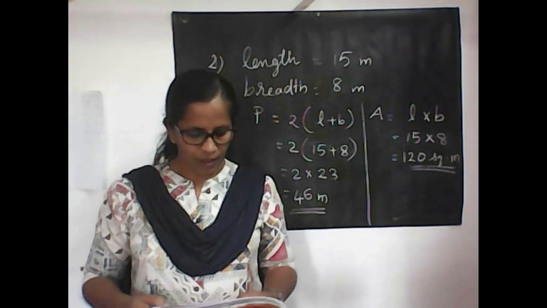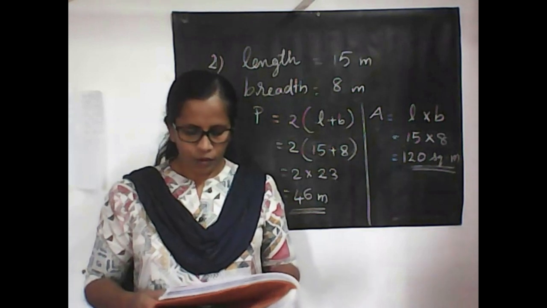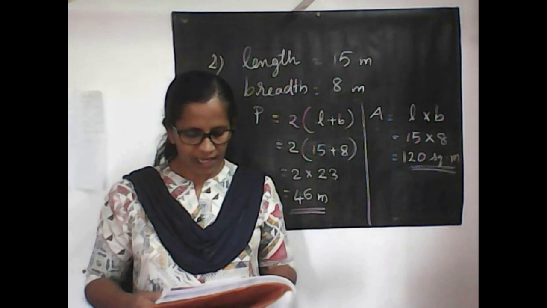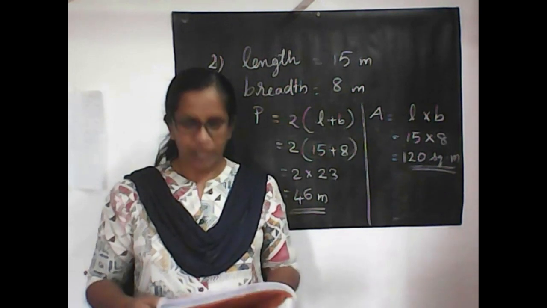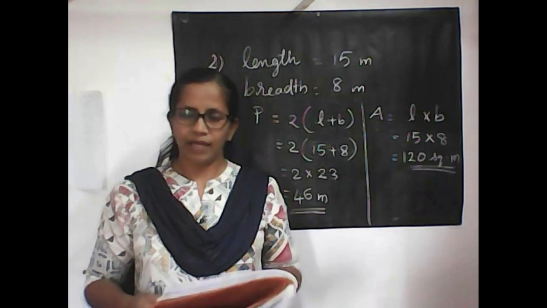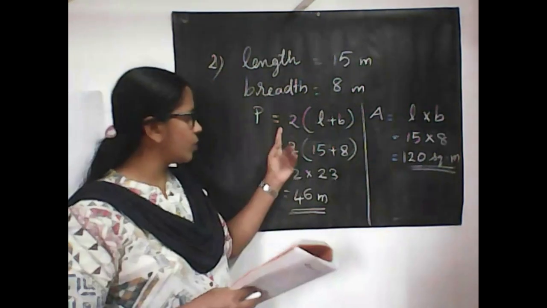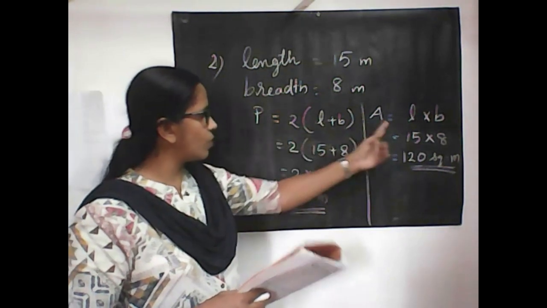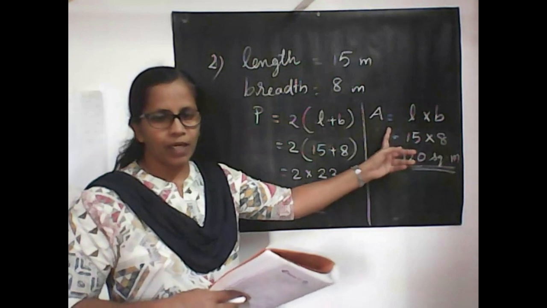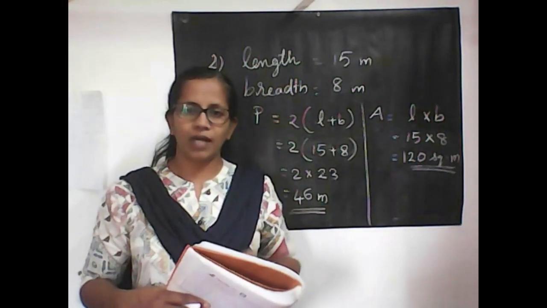Yes. Fifth one, the playing field in front of the school was 28 meter long and 15 meter broad. Find the area and perimeter of the field. That also is the same way, the length and breadth are given and it is understood that it is a rectangle. So you should use these equations or formulas for finding out perimeter and the area.